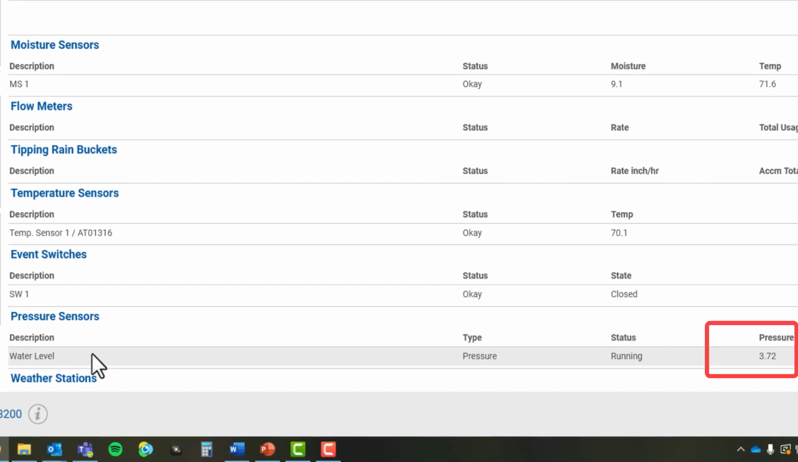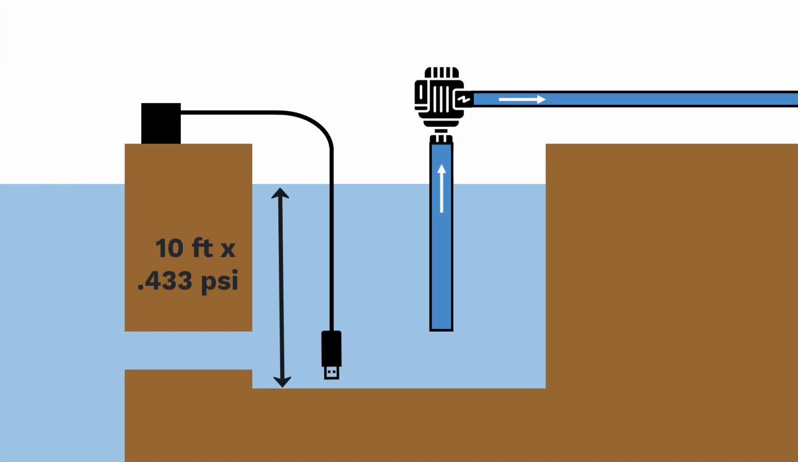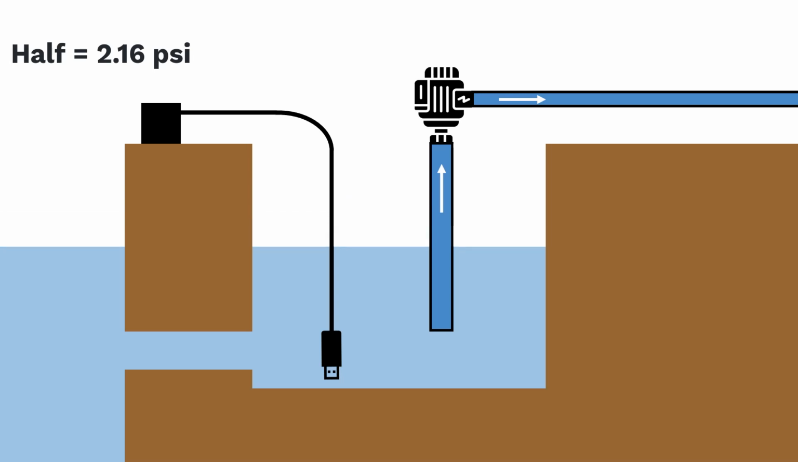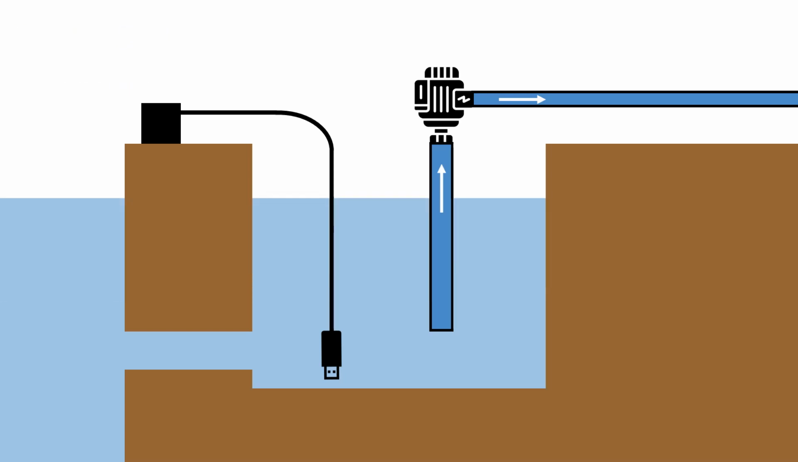This pressure reading of 3.7 PSI corresponds to the water level in the wet well. Each foot of water offers 0.433 PSI, so a wet well that's 10 foot deep will show 4.33 PSI when it's completely full. The same well will read 2.16 PSI when it's half full and 1.08 PSI when it's a quarter full. The next time the sensor reads 3.7 PSI, the water level will be at that same mark every single time.